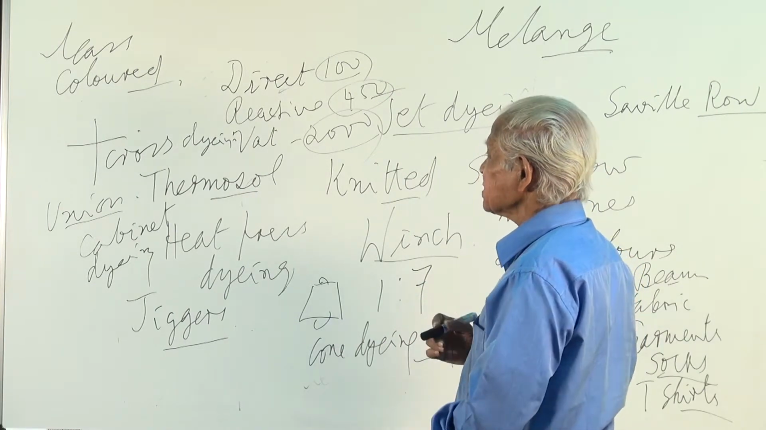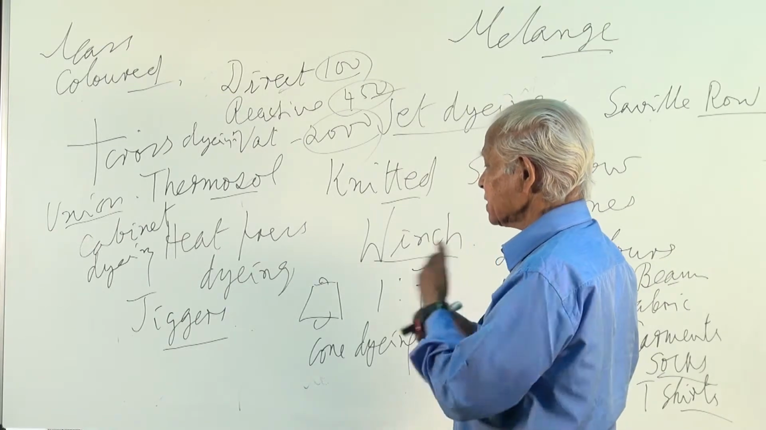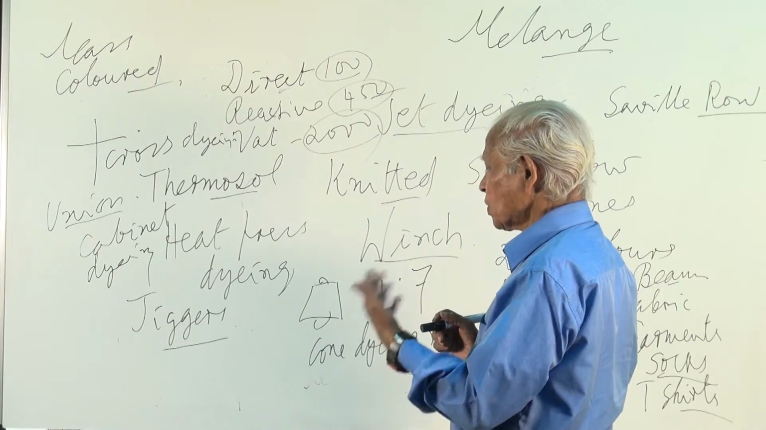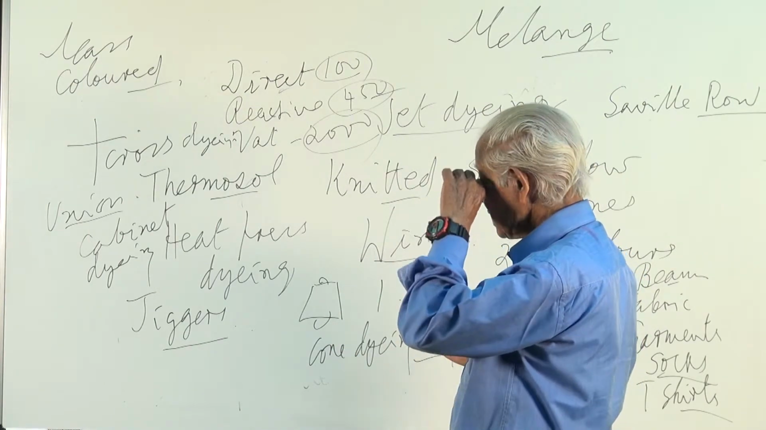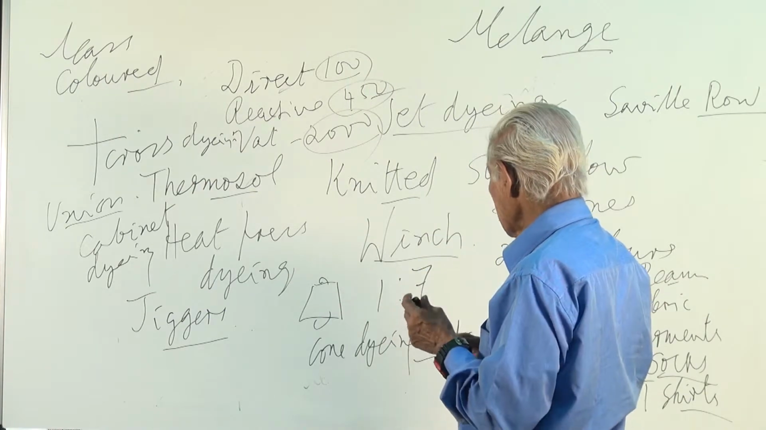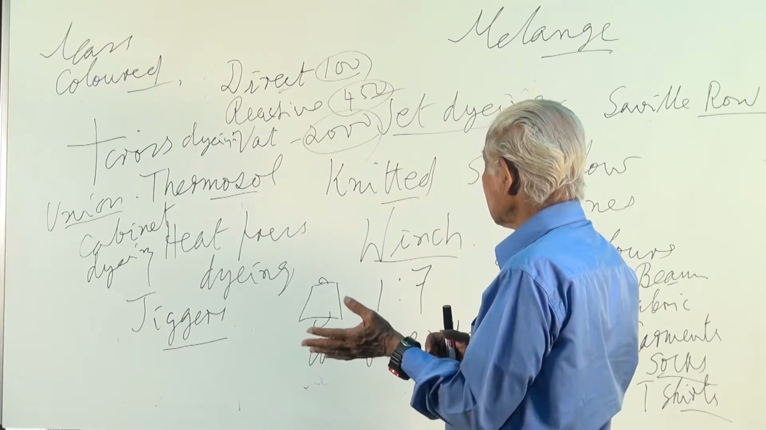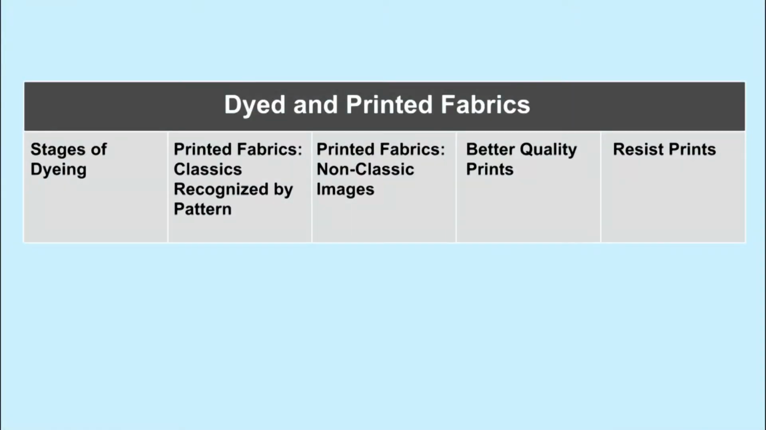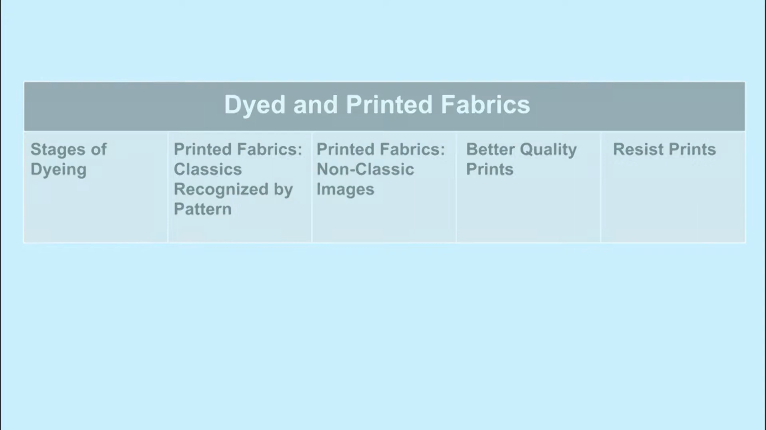So we have talked about dyeing and the dyes that are used for dyeing the material, the parameters that are involved in dyeing, and the machinery that is used in dyeing the material, and how the knitted fabrics are dyed, how the woven fabrics are dyed. We have talked about it. Dyed and printed fabrics: we are going to discuss the various stages of dyeing and printing fabrics, classics recognized by pattern, printed fabrics, non-classic images, better quality prints, and resist prints.